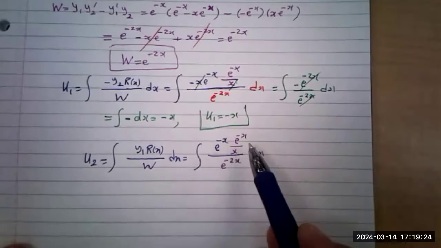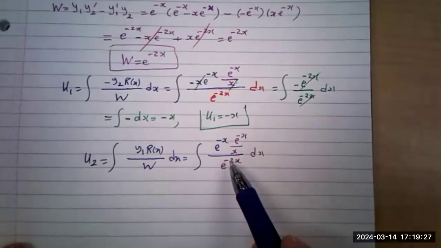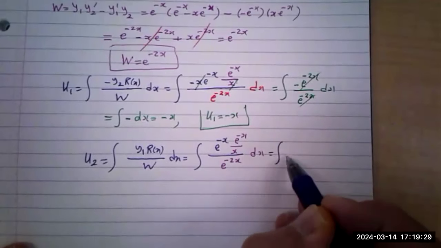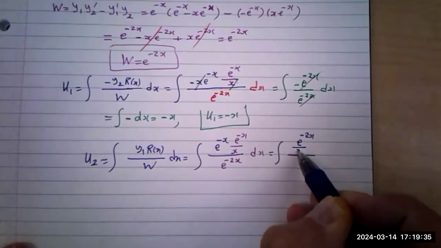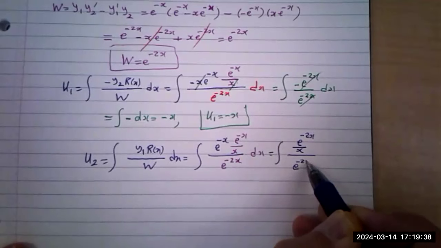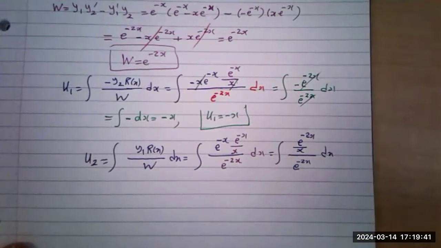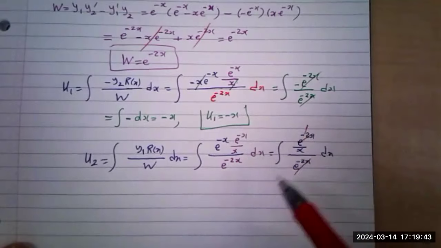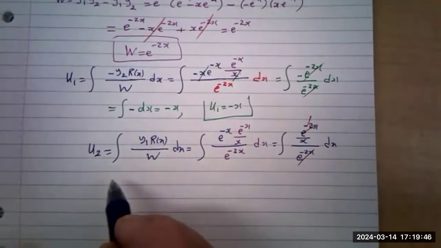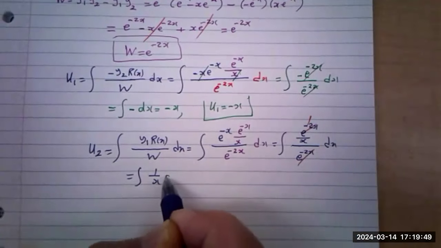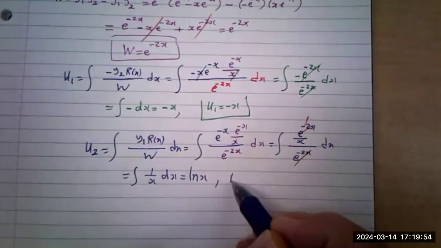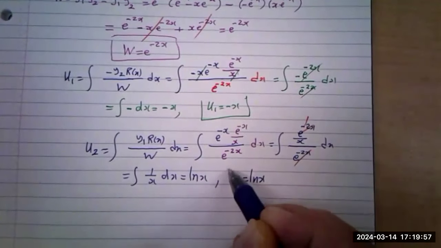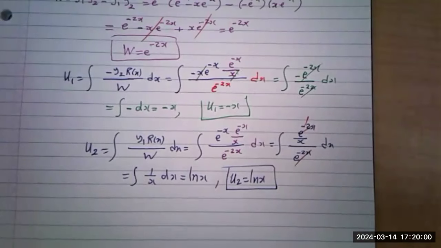Now, the top, e to the negative x times e to the negative x would be e to the negative 2x. So this is going to be the integral of e to the negative 2x on the top divided by x, and then divided by e to the negative 2x, dx. Now e to the 2x and e to the 2x would cancel out. The leftover on the top would be 1. So that gives you the integral of 1 over x dx, which is ln x. Okay, so u2 would be ln x. Any question? So they're not difficult, but you get these involved, double check.